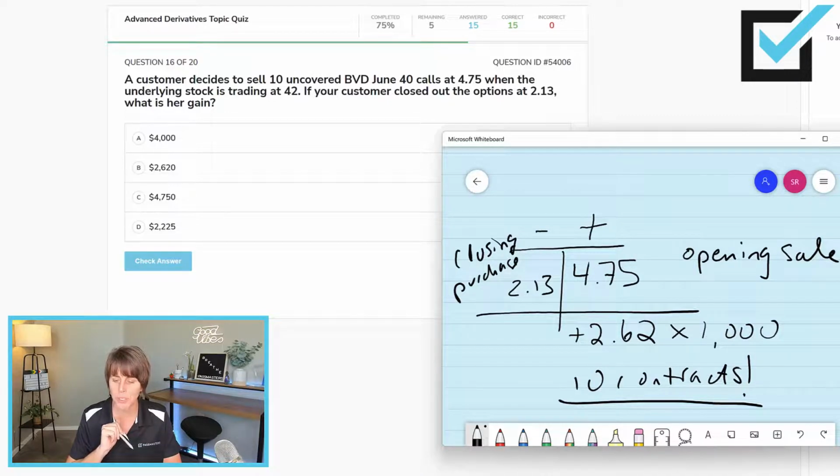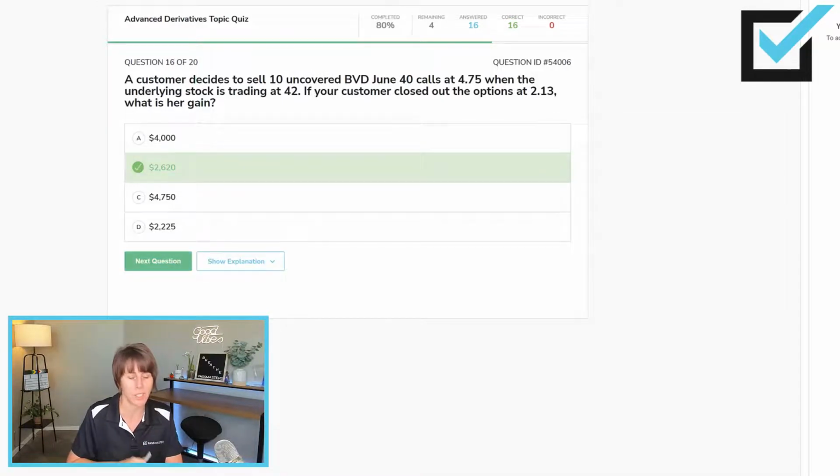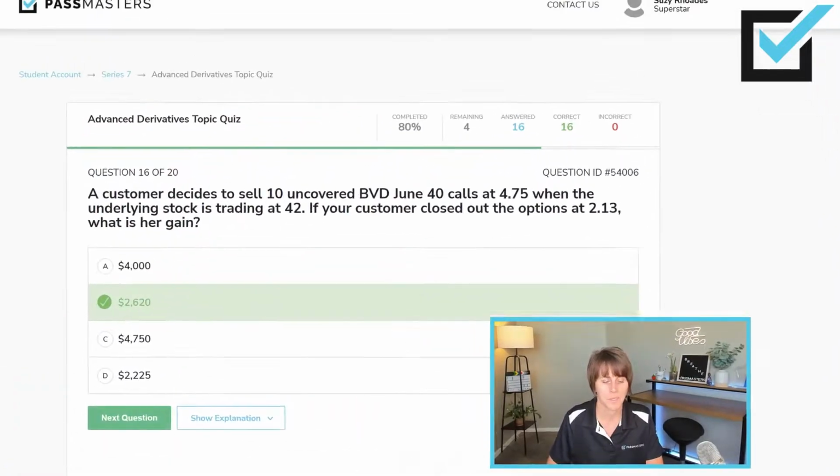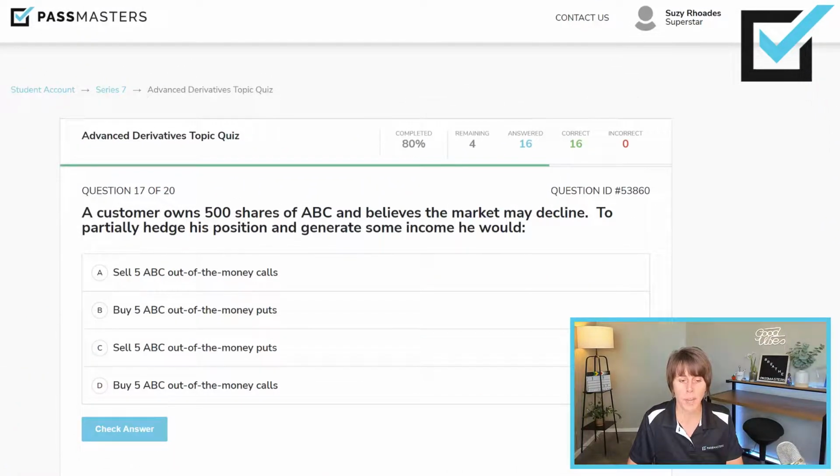So $2.62 times 1,000 is $2,620. A customer owns 500 shares of ABC and believes the market may decline.